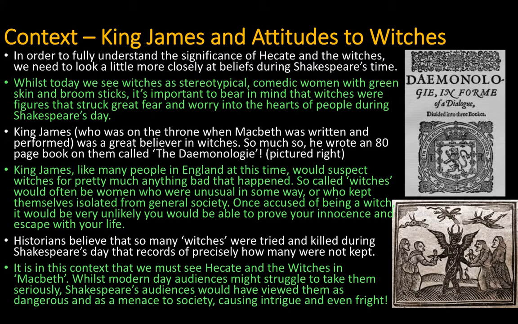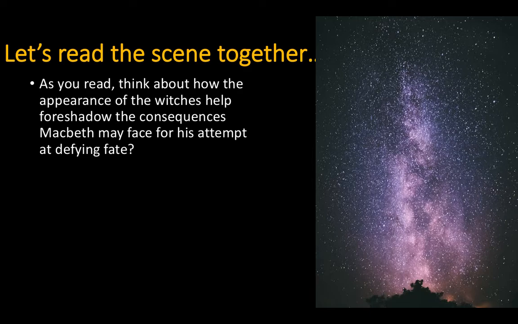So in this context, bringing us back to the story, we have to see Hecate and the witches in Macbeth as imposing fear on the audience. If you were watching this during King James's time and you saw Hecate appear on stage with the three witches, you knew that this wasn't going to end very well. So let's take a look at the scene together, and as we read, I want us to think about the appearance of the witches and how that helps to foreshadow Macbeth's consequences for trying to defy fate, for trying to go away from what the witches have prophesied. Let's take a look at it.